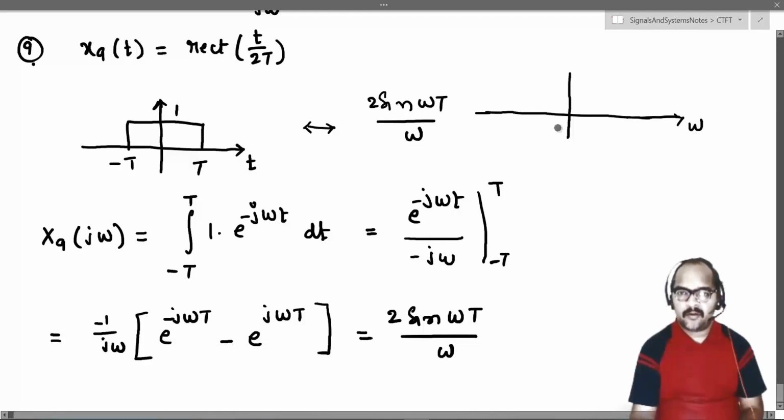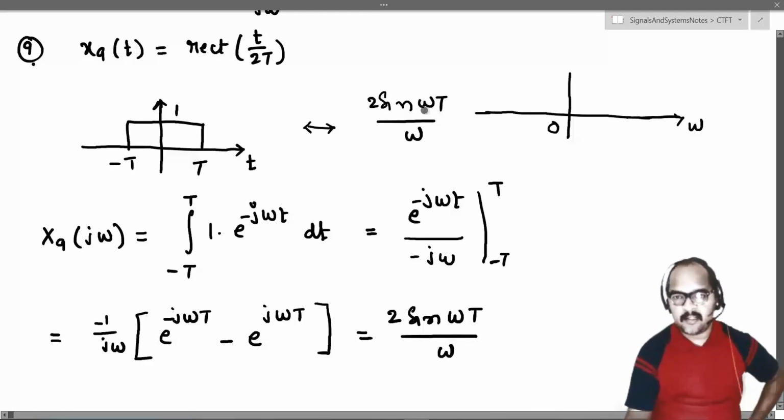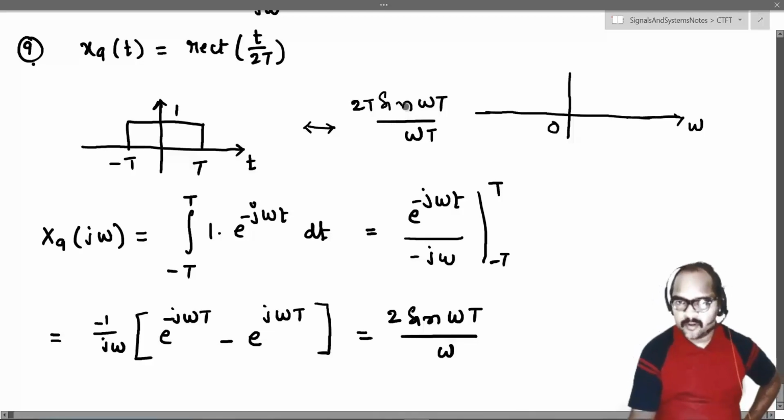Okay. So what happens at 0 here? So clearly we can see that this is an even function, correct? If you replace omega with minus omega, you will get back the function. Okay, so just to make sure that everything is nice, what will I do? I multiply and divide with t. Whatever Fourier transform we got, I multiply and divide with t, so that the denominator also would be omega t and we will have sine of omega t.